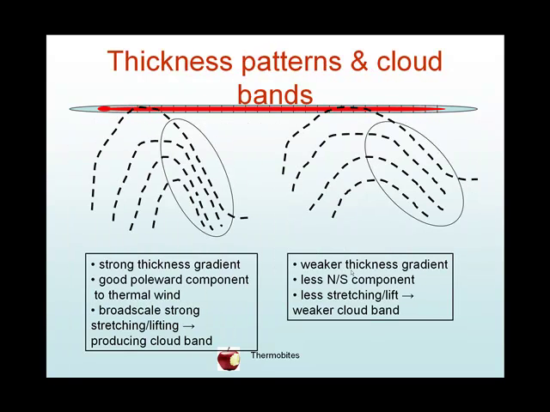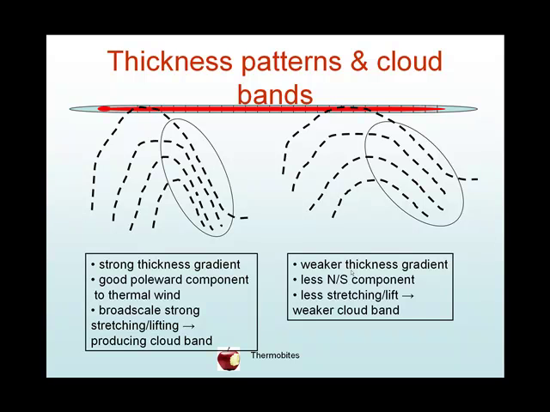Well, here's two thickness patterns. On the left we have a very sharp thickness gradient and a very sharp thickness trough, and on the right a weaker thickness gradient and a weaker thickness trough. So with a strong thickness gradient on the left, that means that the thermal wind is strong. And there's a good poleward component to the thermal wind, that is a good north-south component to it. And this is associated with broad-scale uplift, stretching and lifting, producing cloud band. So the formation of mid-level ACAS.